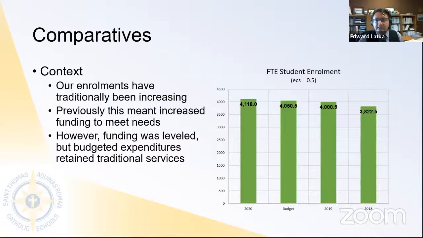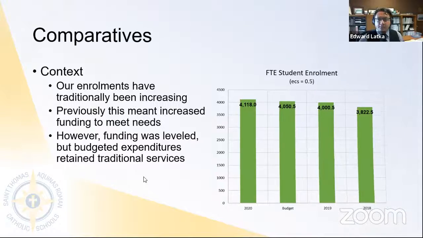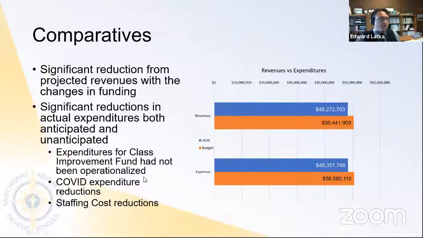What happened is that our funding was leveled when the budget was, and our funding was finalized in October, but we still had in place all the expenditures as if our funding was going to remain the same. So again, presenting challenges to us.